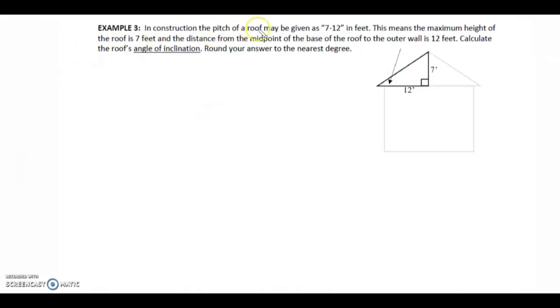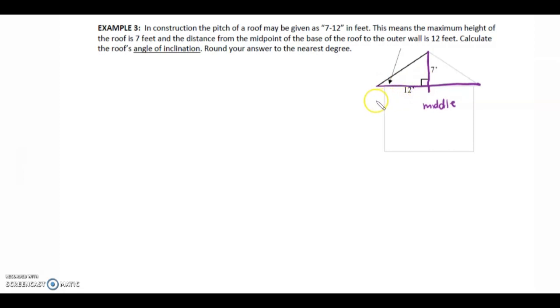In construction, the pitch of a roof may be given as 7 to 12 in feet. Okay, this means the maximum height of the roof is 7 feet. So we see this height here, 7 feet, maximum height. And the distance from the midpoint. So midpoint would be like, if we were taking a look at this entire roof, midpoint is like the middle. Okay, the midpoint of the base of the roof to the outer wall is 12 feet, which is where this number comes from, okay?